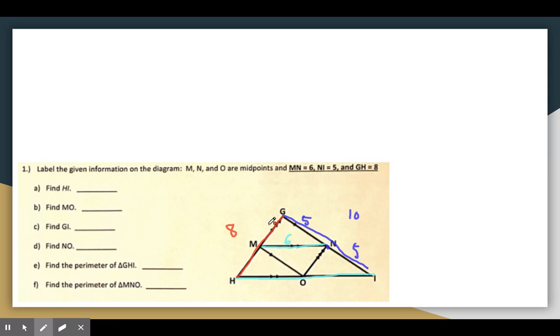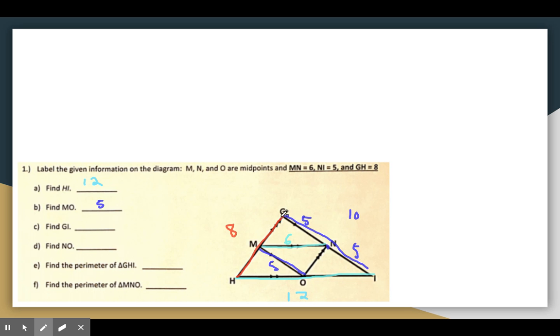Okay, so first find HI. HI is the turquoise line. HI here, if the midsegment is 6, that means the entire line has to be twice that, which would be 12. So that means the whole thing is 12. Find MO. MO would match up with blue. So remember, MO, the midsegment, is half of the entire thing, and the entire thing we said was 10, which means half of that is 5, so there's 5.